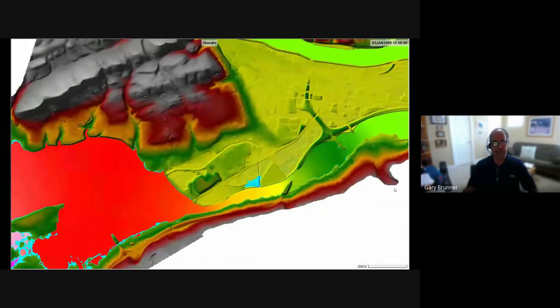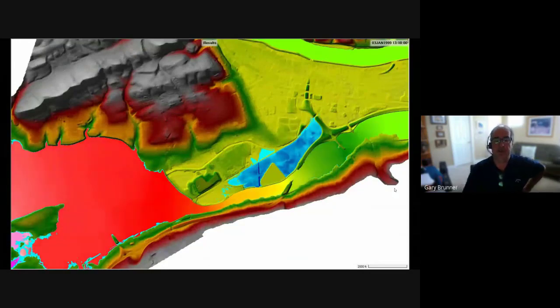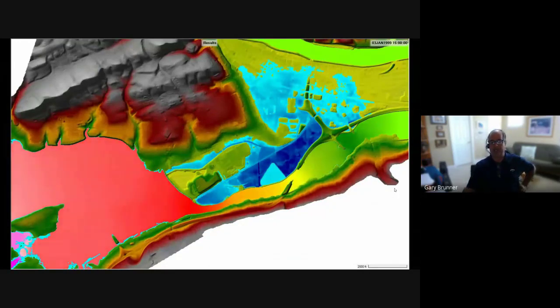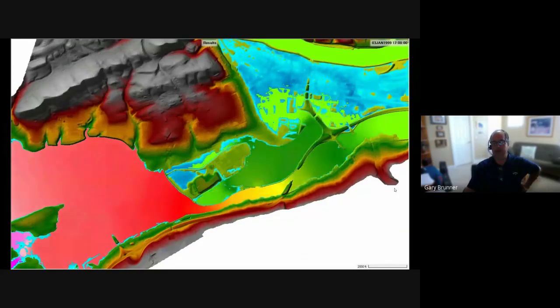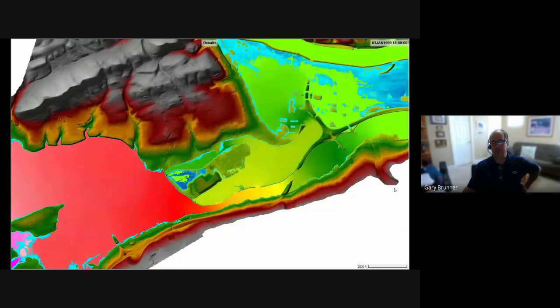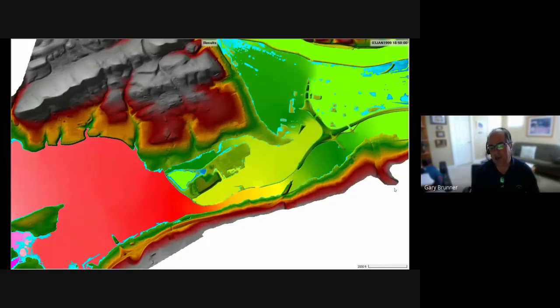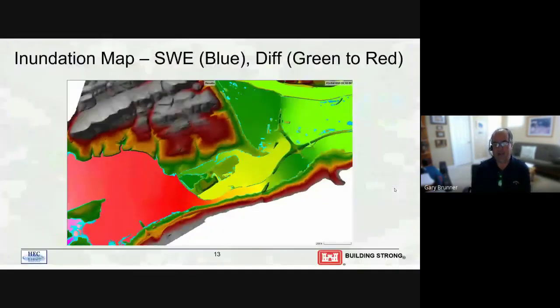So at first, the extent is the same, but now the shallow water equations, because they were higher, overtopped the levee sooner. And so I got water out into Lock Haven way sooner. Now here comes the diffusion wave along now, okay? Because the shallow water equation was higher, it breached the levee sooner, or overtopped the levee sooner.